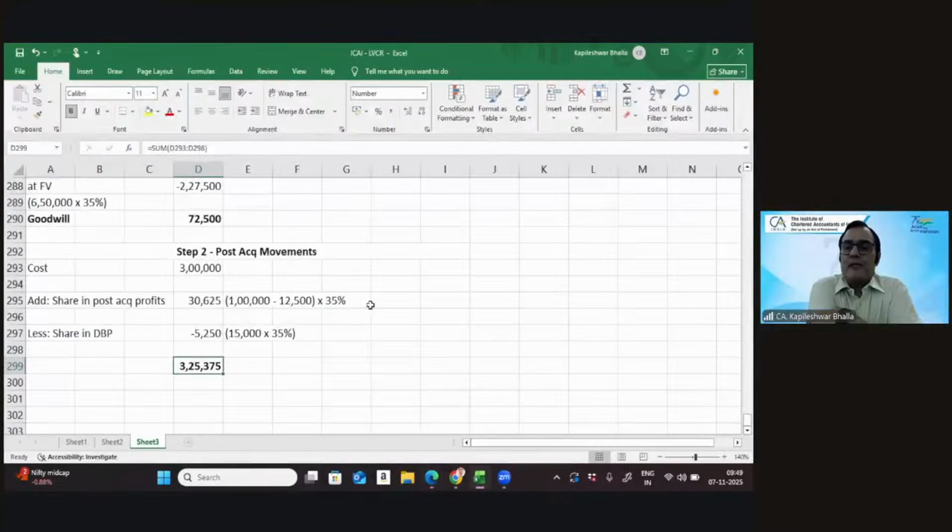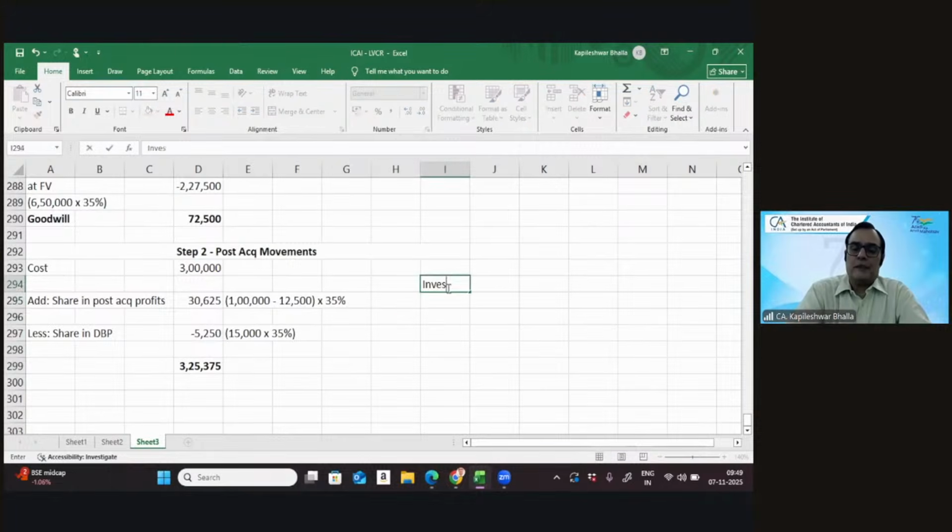By the way, if I just ask you, what will be the entry for this portion? It'll be investment gets a debit and P&L gets a credit. And for this case, the entry is OCI gets a debit, just for your calculations, and the investment gets a credit. This is just to be on a very safe side. I'm giving you the insights on that.